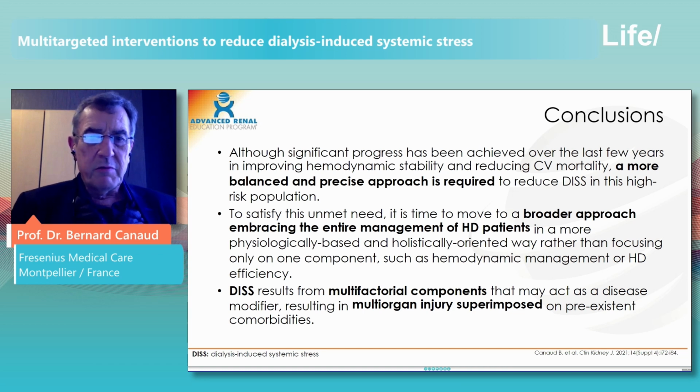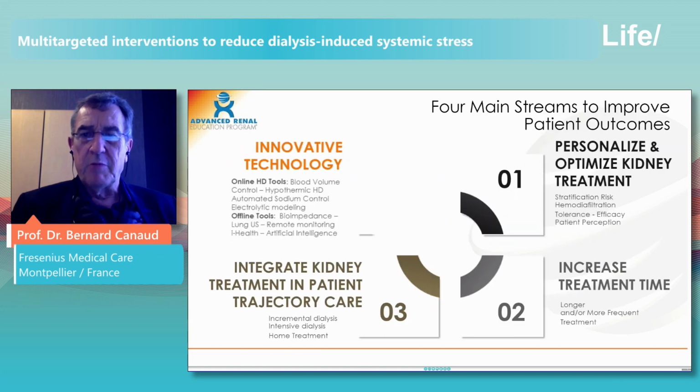So we need to have a more balanced and precise approach. We need to adjust the treatment to the patient and not fit the patient to the treatment. This is something which needs to be implemented. So make sure that a broader approach embraces the entire management of the dialysis patient with a more physiology-based and holistic way of treating the patient, in order to reduce this dialysis-induced systemic stress, to prevent all these multifactorial components, and certainly to reduce the impact on mortality.